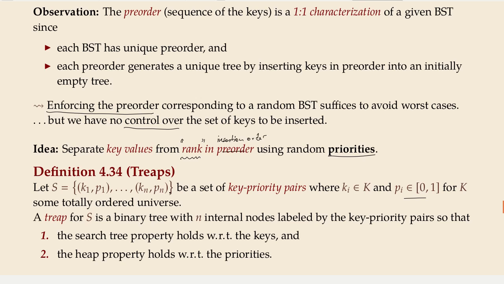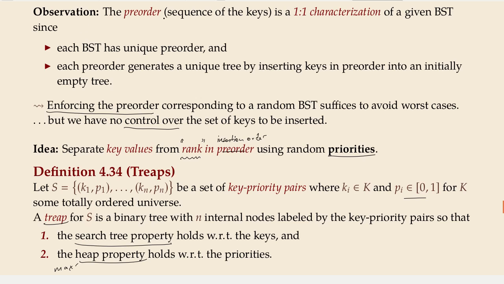So we're given n such key-priority pairs, and then we can define a binary tree for these pairs that we call a treap. And it has to satisfy two conditions simultaneously. First of all, it's a search tree with respect to the keys, as usual, and a heap with respect to the priorities. Let me add, it's a max heap. You could also symmetrically use a min heap, but everyone uses max heaps for treaps, so I will as well. Okay, that's a nice definition.